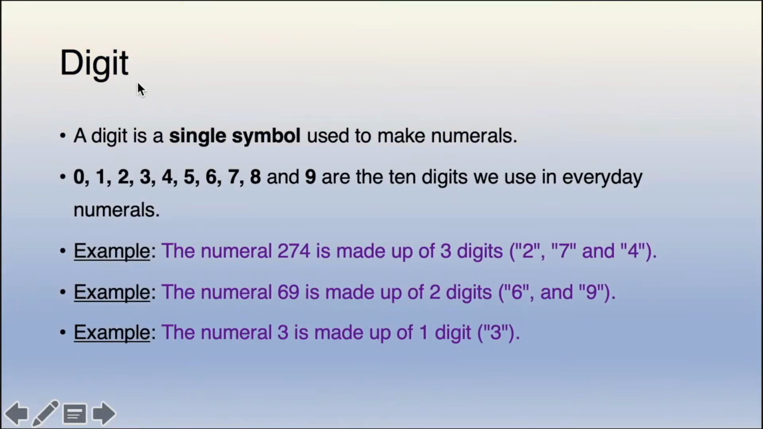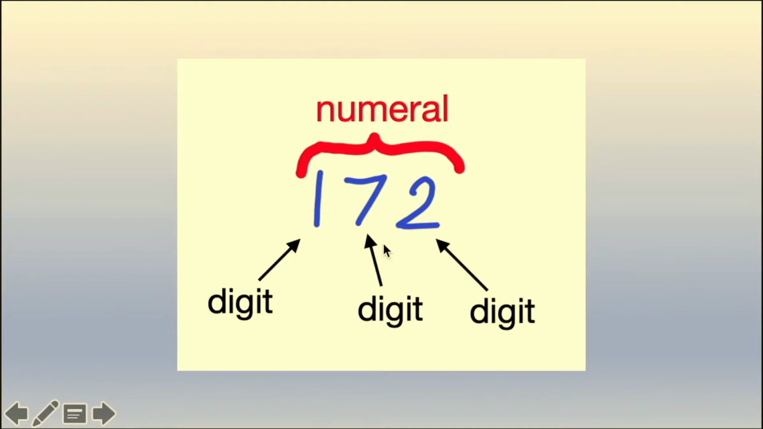Now, what is a digit? A digit is a single symbol used to make numerals. So digits 0, 1, 2, 3, 4, 5, 6, 7, 8 and 9. All these are used in everyday numerals. So the numeral 274 is made up of 3 digits, digit 2, 7 and 4. Then the numeral 69 is made up of 2 digits, 6 and 9. And the numeral 3 is made up of 1 digit, that is 3. So over here, this is a 3-digit numeral 172, made up of digits 1, 7 and 2.